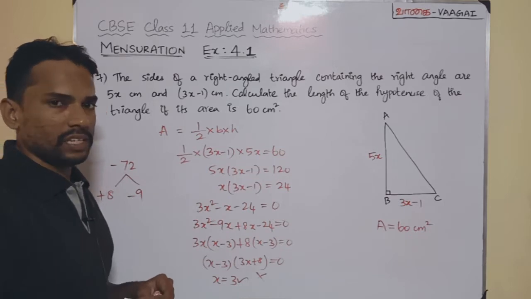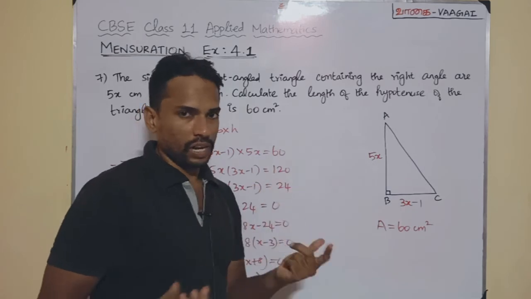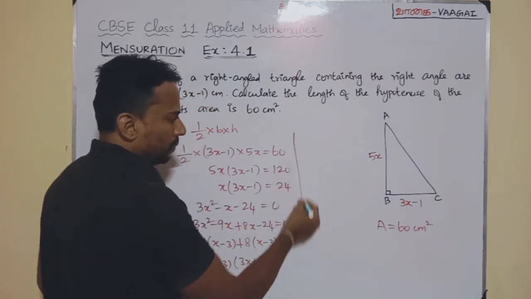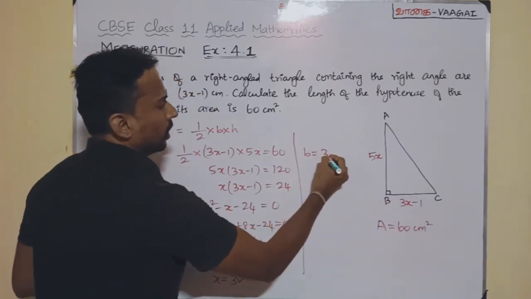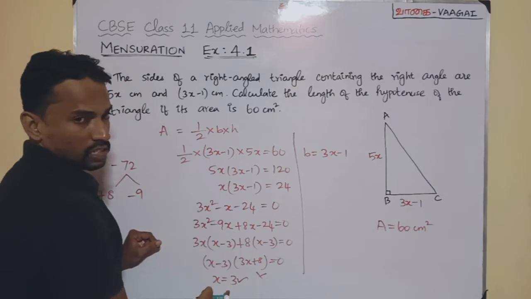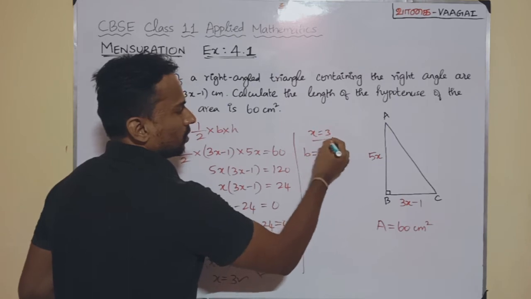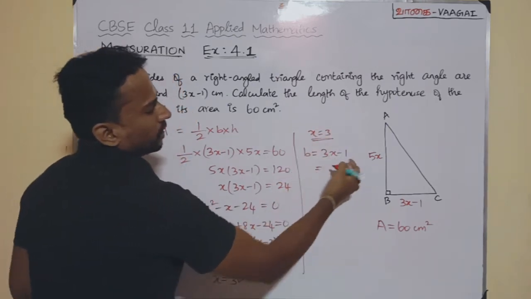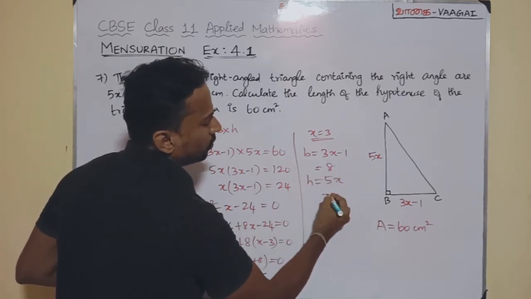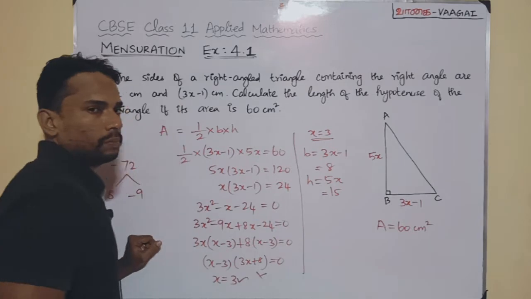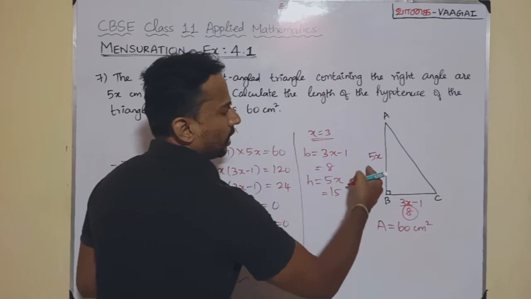Now the moment you take x is equal to 3, you can easily tell what is the base and what is the height of your right angle triangle. Now tell me what will be the base. The base will be 3x minus 1. Just take x is equal to 3 here. It will be 3 into 3 minus 1, because x is equal to 3, right? So 3 into 3 minus 1 will be 8. And what about the height? Height will be 5x, which will be nothing but 5 into 3, which will be 15. So that means we are now ready with the base, which is 8, and the height is 15.